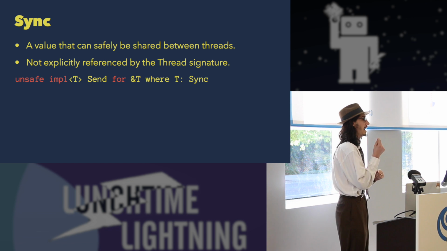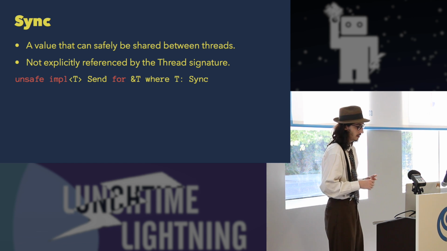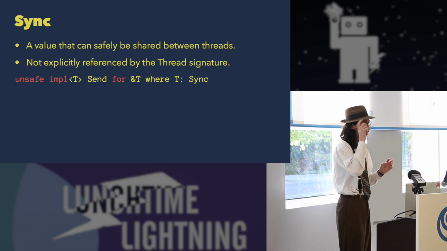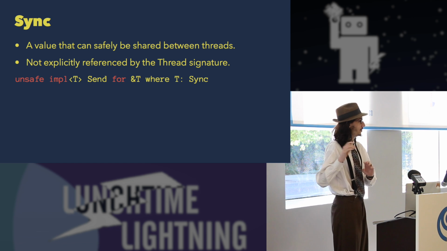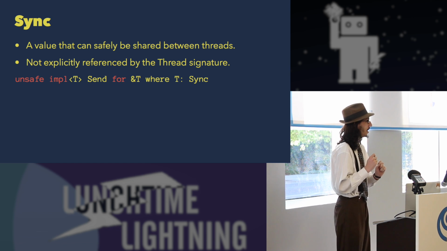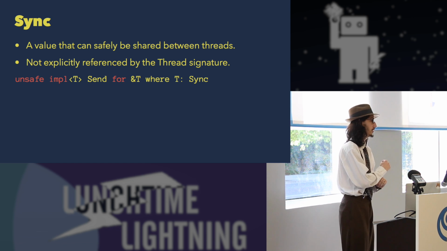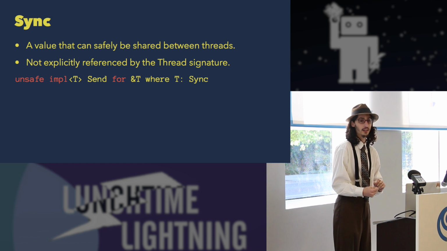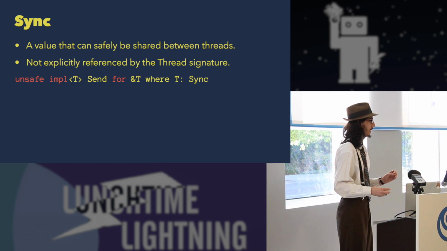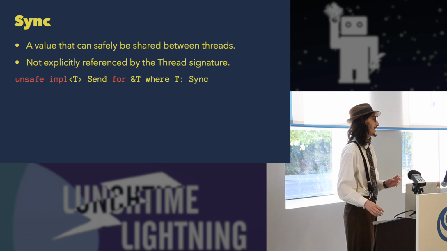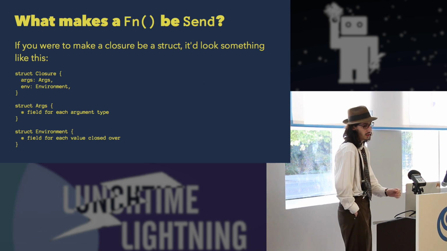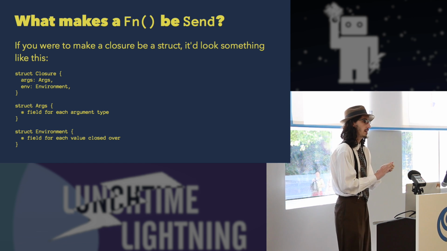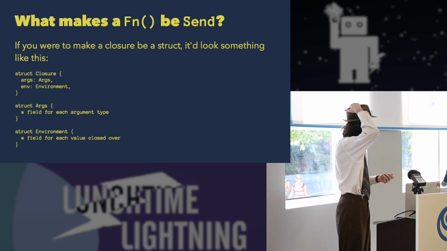Now, sync doesn't actually ever get mentioned in the signature of spawning a thread. And so sync is meant to mean that you can safely share it between threads. And what's really cool is that nothing else actually needs to know that sync exists, just because for a shareable type to be send, it has to be sync. And that's just in the implementation of what is marked as send, how it's set up.